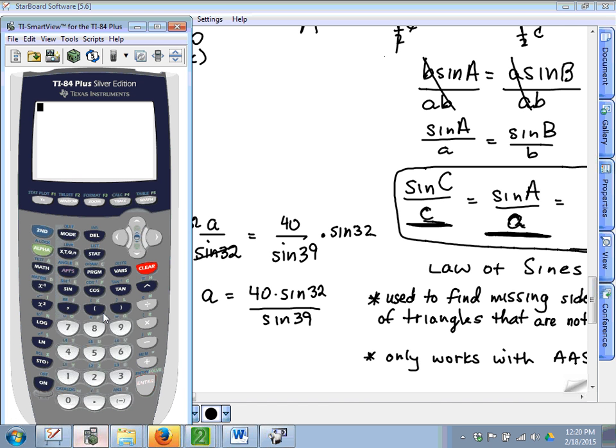A lot of students make the mistake of thinking that they're better with their calculator than they really are. I probably wouldn't type this whole thing in all at once if I were you. Okay? A lot of ways you can make some typing mistakes, so I would just do the numerator first. 40 times the sine of 32, then hit enter.